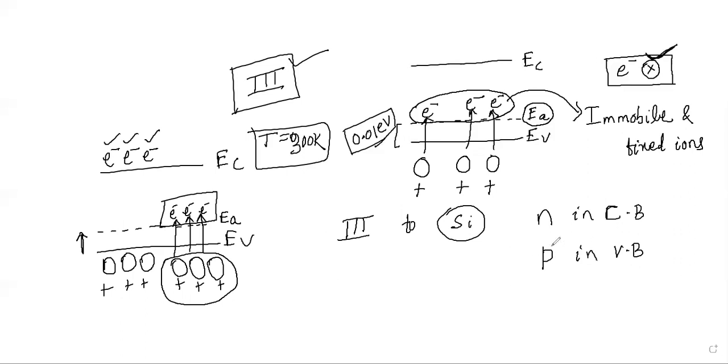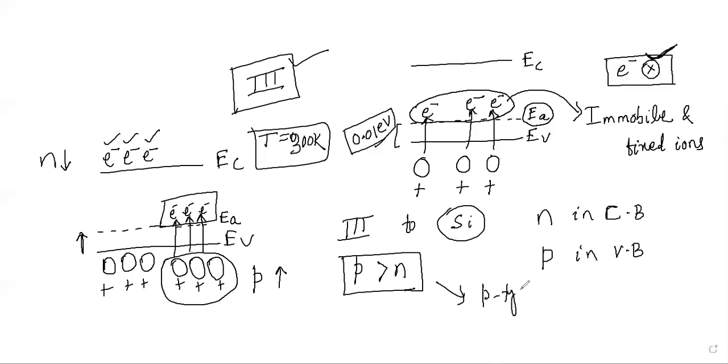Here you can see the concentration of holes in the valence band is greater than the concentration of electrons in the conduction band. So we said p is greater than n, and hence this is a p-type extrinsic semiconductor. Extrinsic because we are adding impurity using the process of doping, and p-type because the concentration of holes is more than the concentration of electrons.